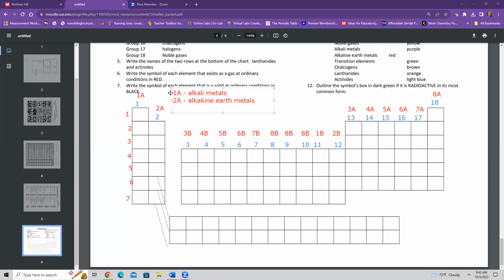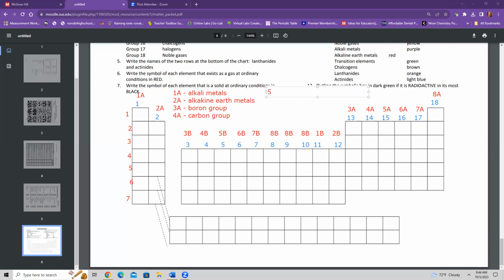3A is known as the boron group, they don't really have a name, but there's boron on top of them. And 4A doesn't really have a name per se either, but we will call them the carbon group. Okay, that's all of those. And then we have the rest of them, which I think will fit here.